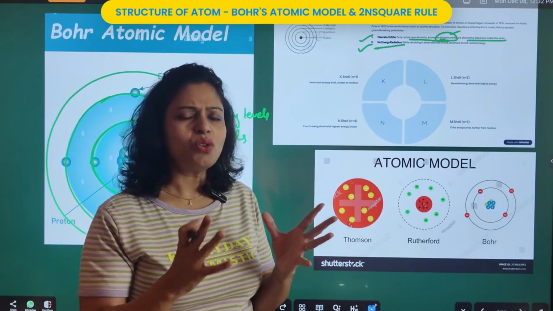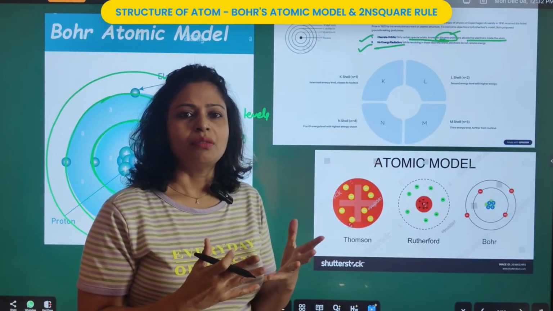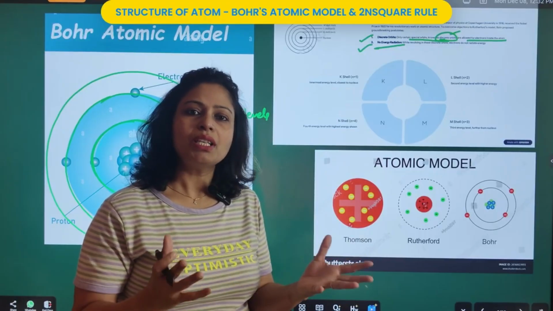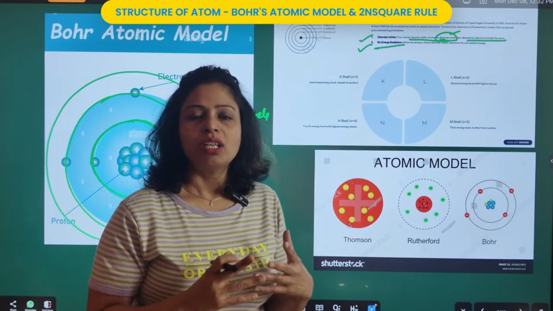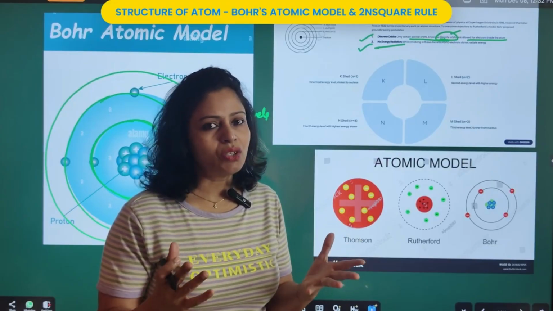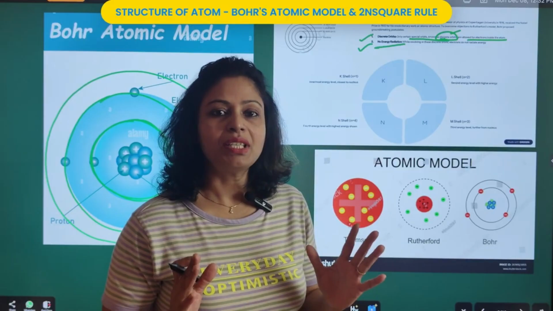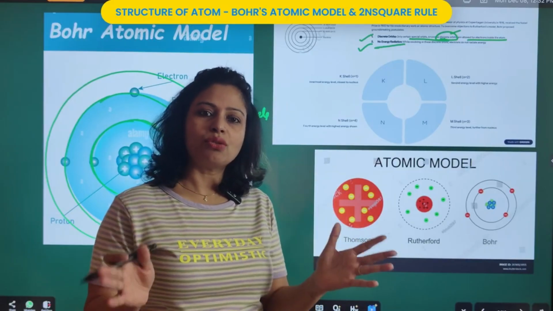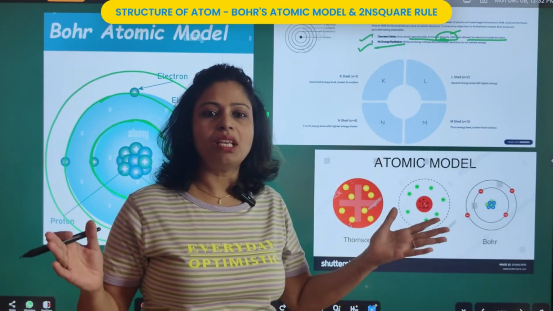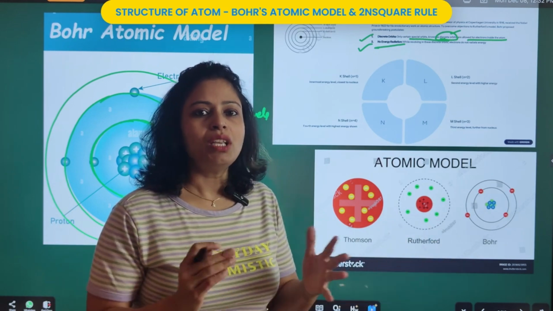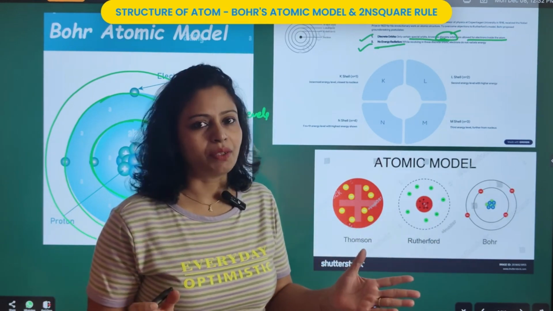That means there is no instability of the atom. So the atom as such will remain stable. There are no electrons radiating energy, and none falling onto the nucleus. So the atom as a whole is stable. That's what we need: the atom has to be stable. No one wants to be in an unstable state, right? So we need the atom also to be in a stable state.